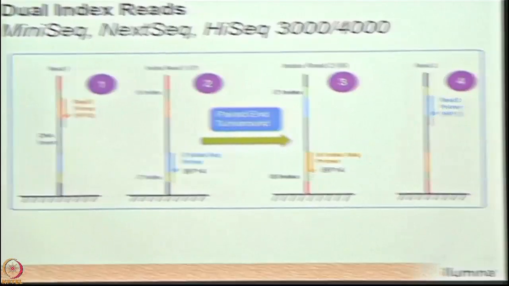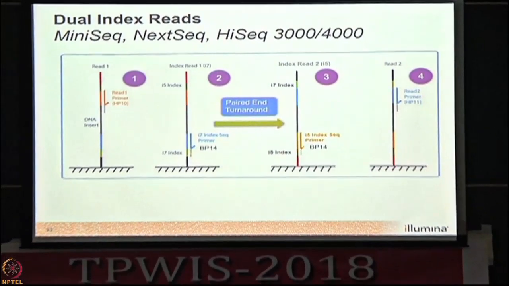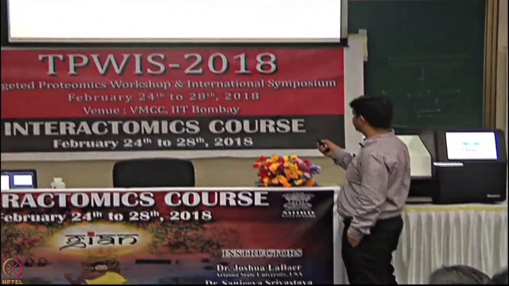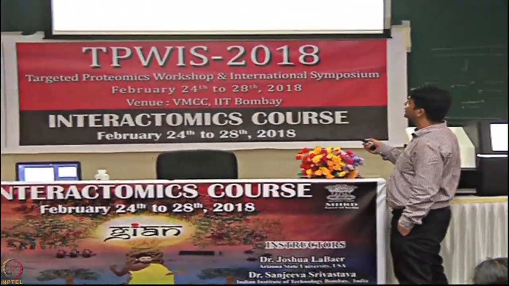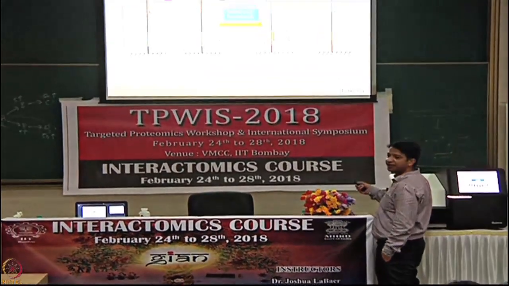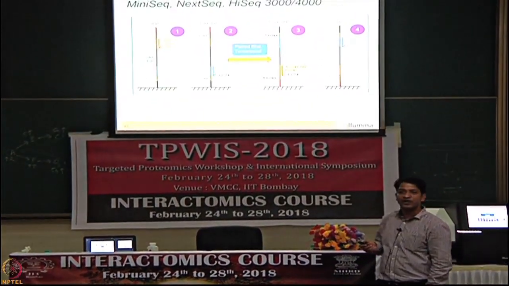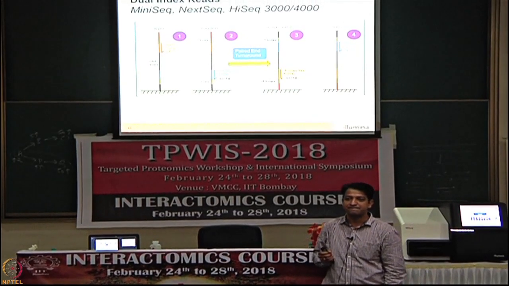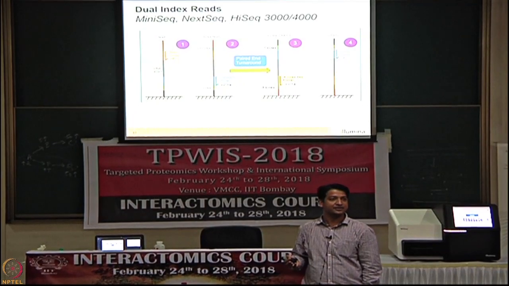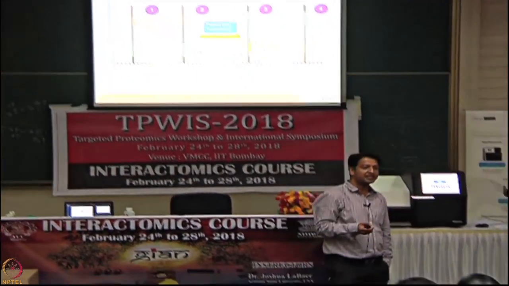So one candidate asked me, why do you need a separate read for indexes? Let's say you have this DNA fragment, and you can remember the structure, so here are the indices. So why do you need this separate read? You can directly read from here itself. Why do you need a separate read for that? Makes sense? His question was logical.